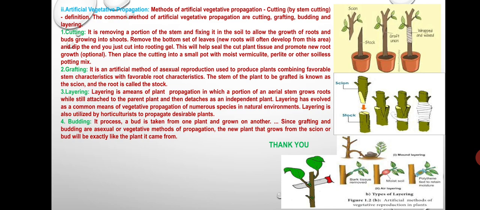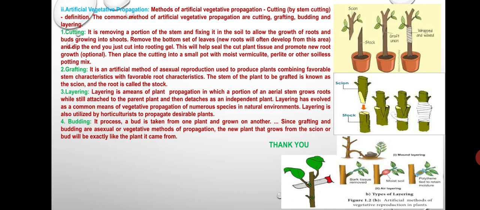Next, we discuss grafting. It is an artificial method of asexual reproduction used to produce plants combining favorable stem characteristics with favorable root characteristics. The stem of the plant to be grafted is known as the scion and the root is called the stock. Next, we discuss layering.